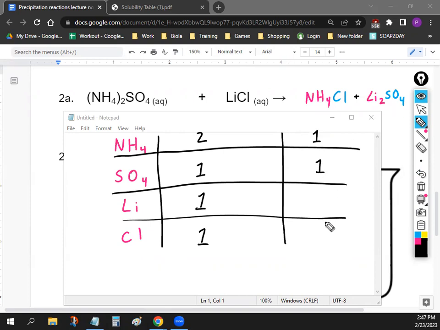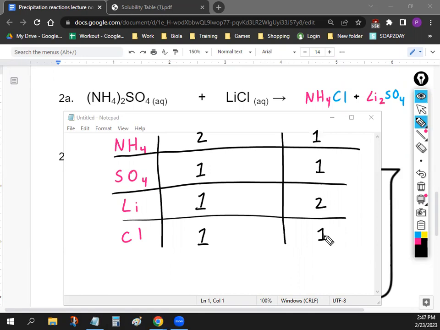How many Li's do you see on the right side? Two. And how many Cl's do you see on the right side? One. Okay, is everybody good with the counts? Okay. So this is how you want to count them. And again, if it's a little confusing, I'm more than happy to help you guys out while you work on your assignment.